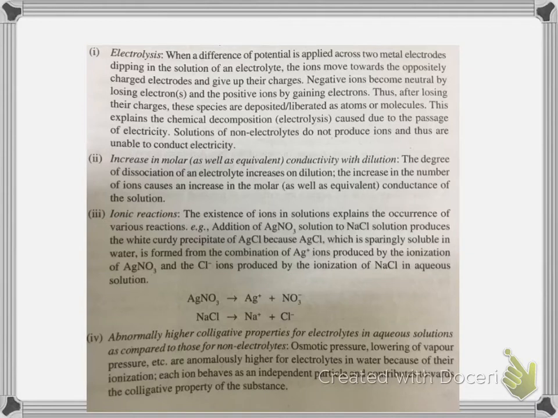When a potential difference is applied across two metal electrodes dipping in the solution of an electrolyte, the ions move towards the oppositely charged electrodes and give up their charges. Negative ions are neutralized by losing electrons at the anode and positive ions by gaining electrons at the cathode. Thus, after losing their charges, the species are deposited or liberated as atoms or molecules. This explains the chemical decomposition, that means electrolysis, caused by the passage of electricity through an electrolytic solution. But solutions of non-electrolytes do not produce ions and thus are unable to conduct electricity.